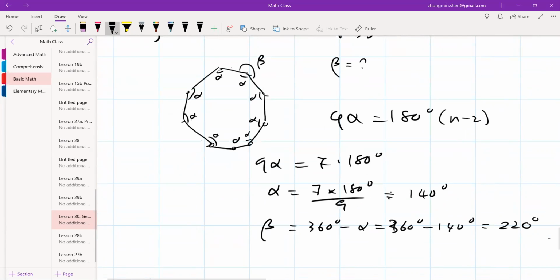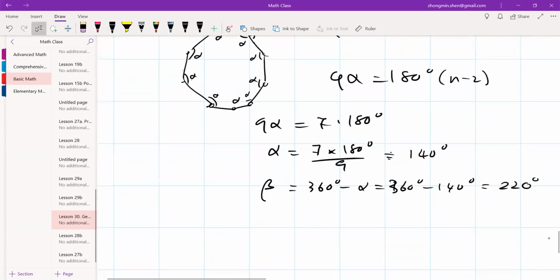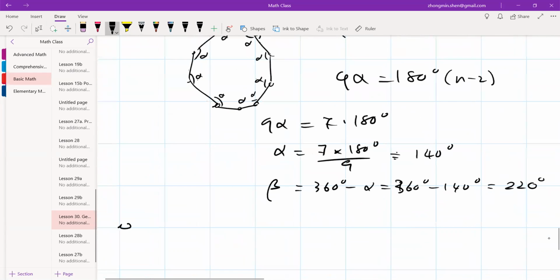Okay, 220 degrees is going to be the answer. All right, my question is, what is the sum of the exterior angle? So we're gonna do 22, 1,980. A equals 47.2.